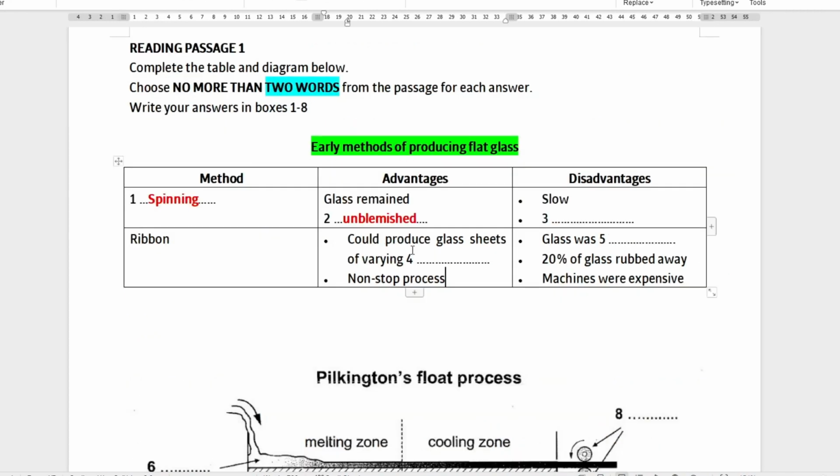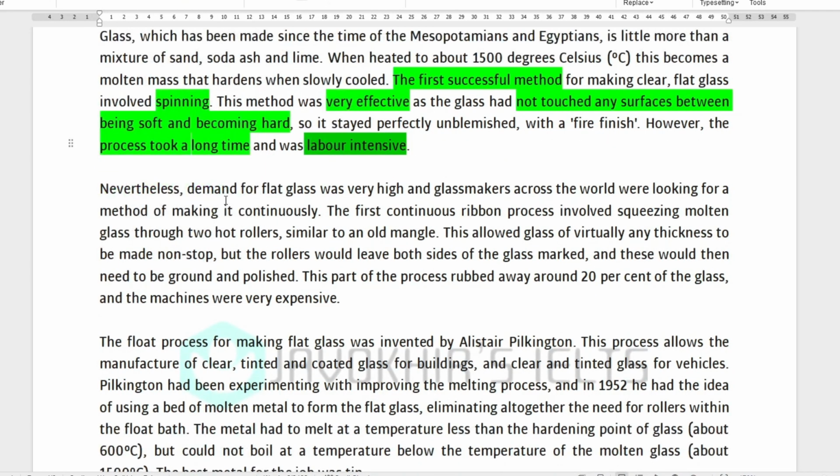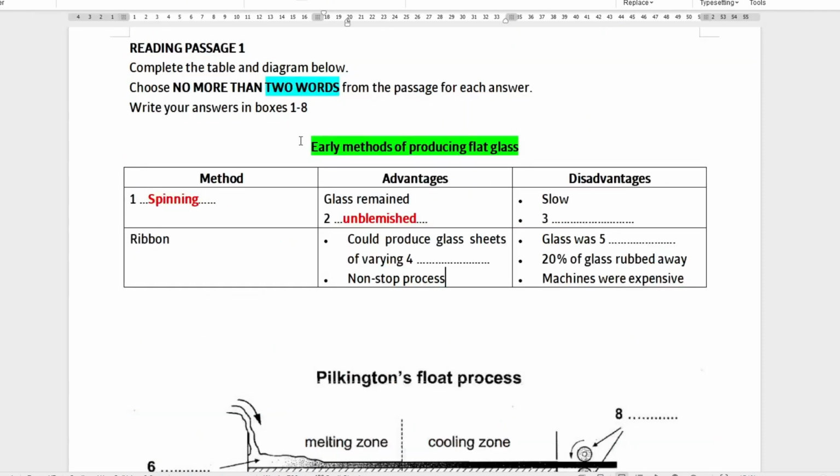Could produce glass sheets of varying what? Nevertheless, demand for flat glass was very high, and glass makers across the world were looking for a method for making it continuously, a non-stop process. The first continuous ribbon process involved squeezing molten glass through two hot rollers, similar to an old mangle. Really interesting one.